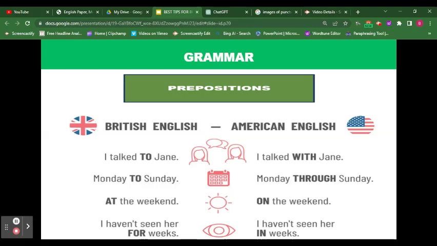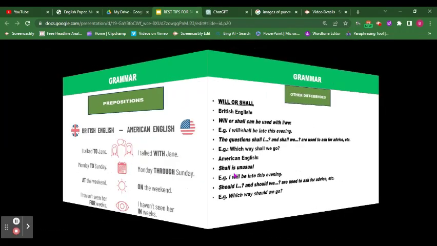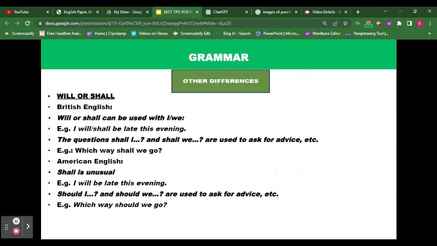Okay. Now let's move on to the next area of difference, and we want to look at other differences such as will or shall. Now, in British English, will or shall can be used with I and we. For example, I will or I shall be late this evening. The questions, shall I and shall we, are used to ask for advice in British English. For example, which way shall we go?